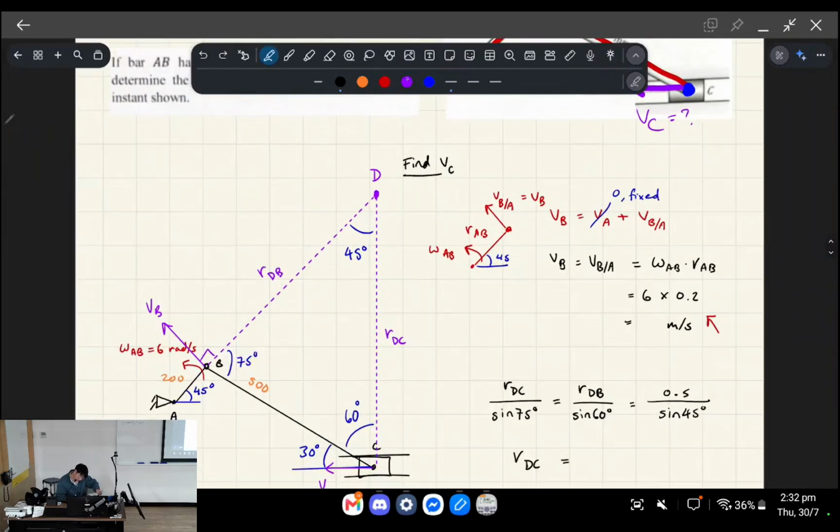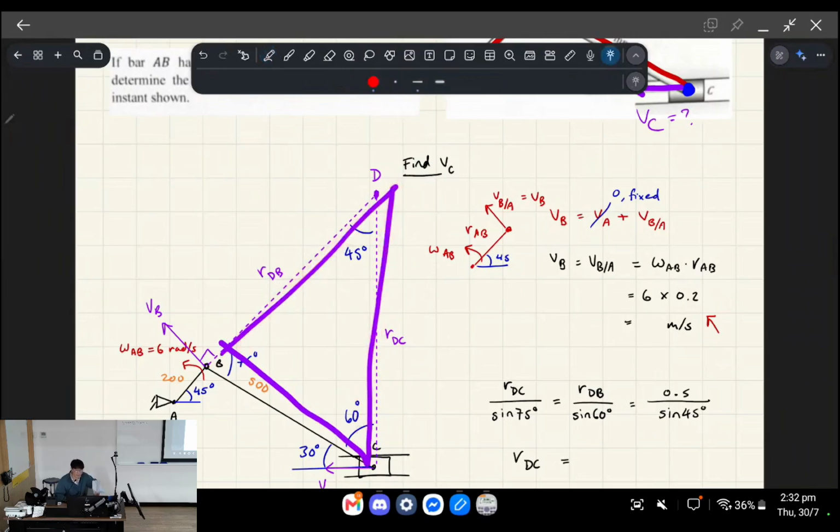The other thing is to note that these two distances are not the same. This is just a trick of the eye. If I was to exaggerate this triangle, it might actually look more like that. So this side length is not the same as this side length. Just keep that in mind.